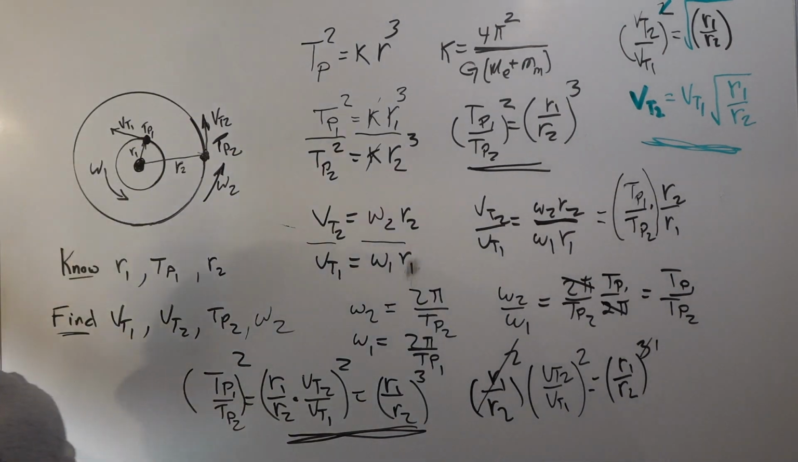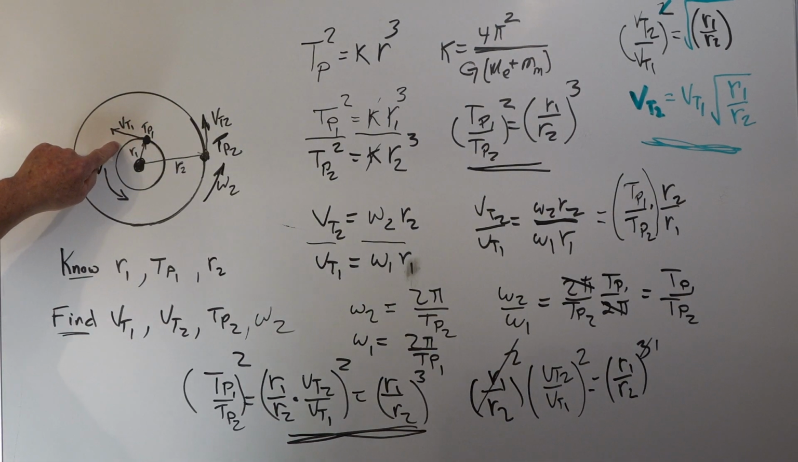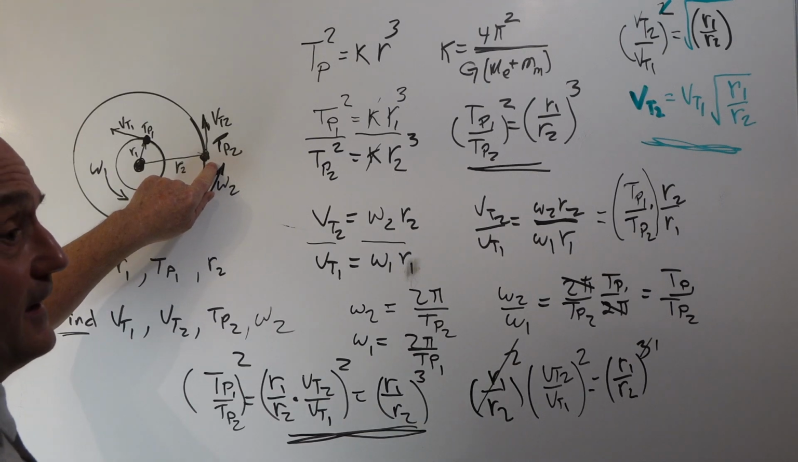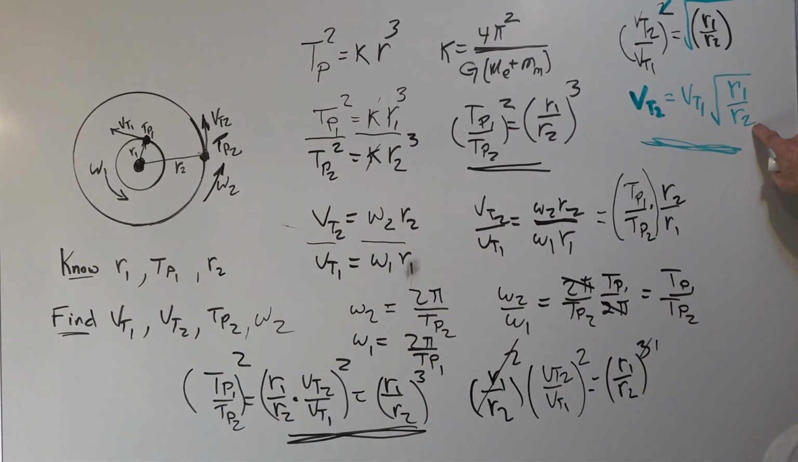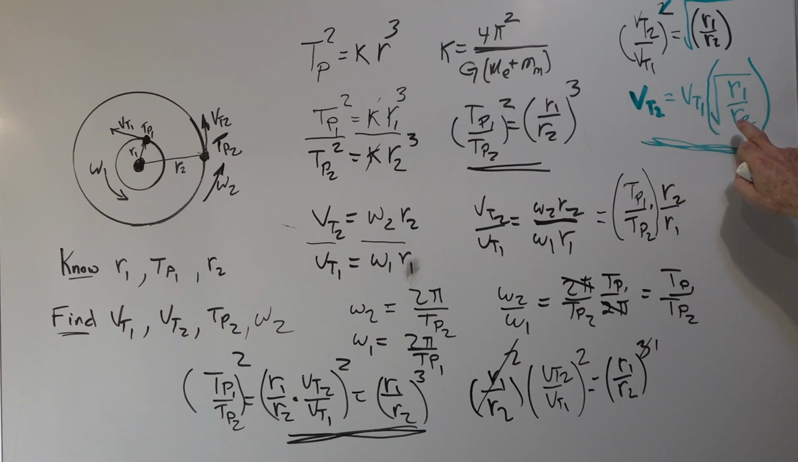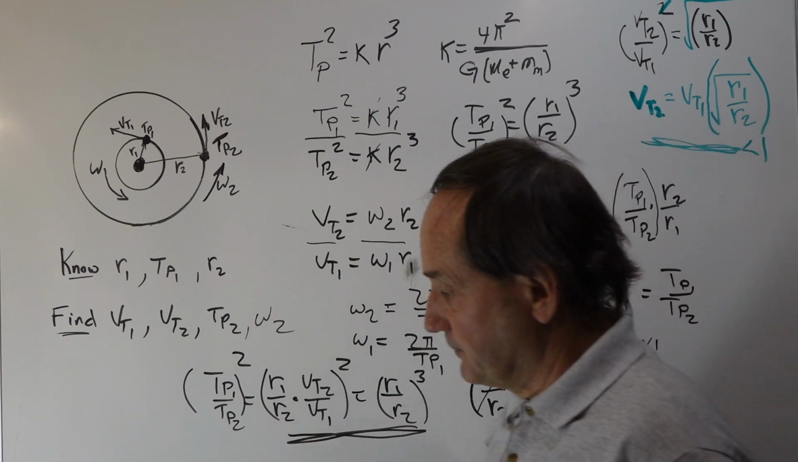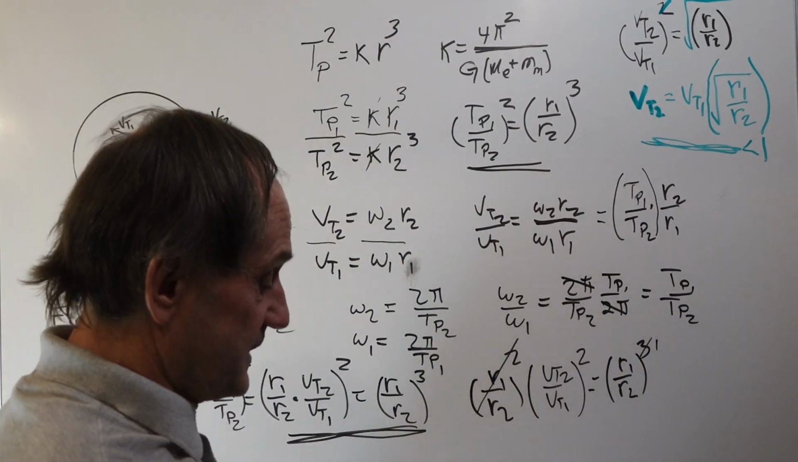What this tells us now is that if we have an initial orbital velocity, VT1, and we jump up to an expanded orbit where R2 is greater than R1, then this number in the square root will be less than 1. So the new orbital velocity will be less than the original orbital velocity, because this here is less than 1. So VT2 will be less than VT1 by that particular ratio. So that's where the equation came from that I had used in an earlier segment of this video.